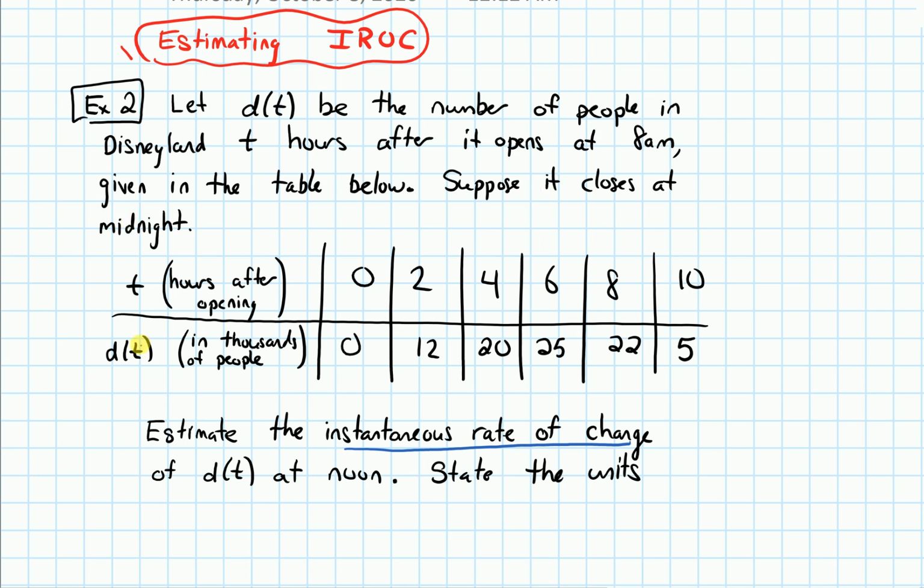Okay, so this table gives me a row that keeps track of t, which is the number of hours after it opens, and d of t represents the number of people, and it says here in the table that these values are in thousands of people. So this 12, for example, at t equals 2, means there's 12,000 people in the park 2 hours after it opens. So the question is, I want to estimate the instantaneous rate of change of d of t, so of my function, at noon, and be sure to state the units.